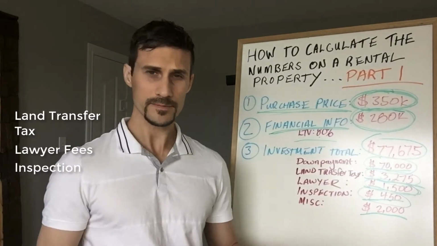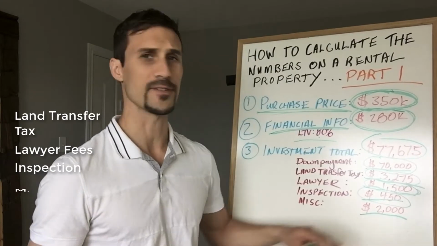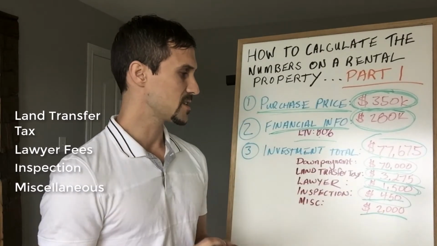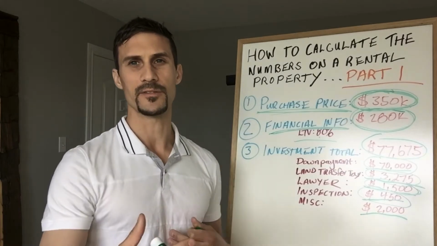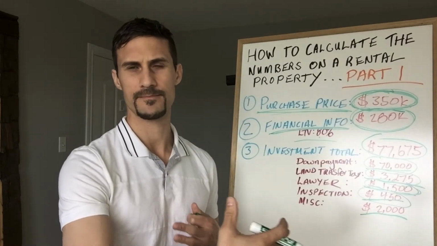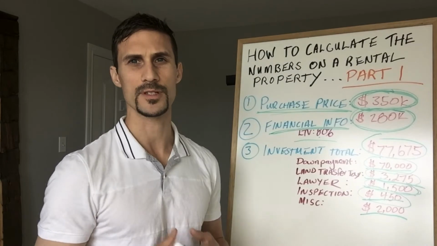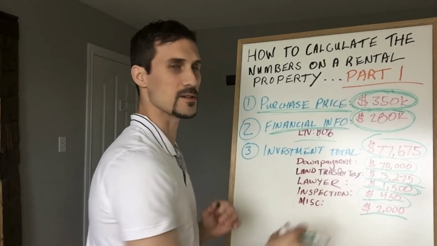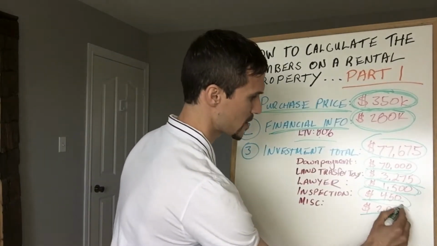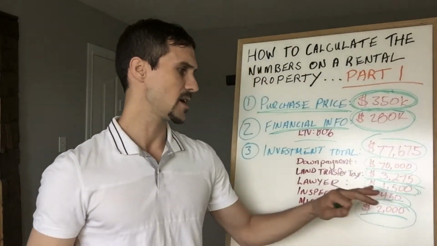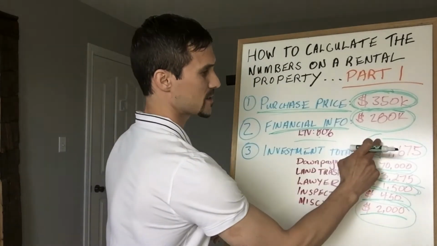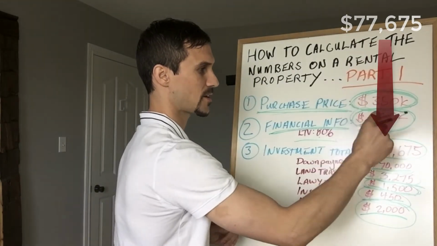And then also, I've written down here a miscellaneous fund. This is just a little bit of a fund that you keep in there just in case something were to happen. It's a buffer, a safe zone for maybe something comes up, or it's a more major fix, or a tenant moves out, but you have that buffer. So we always keep a little bit of a buffer in there. And in this scenario, I put $2,000. So that gives us a grand total of $77,675.